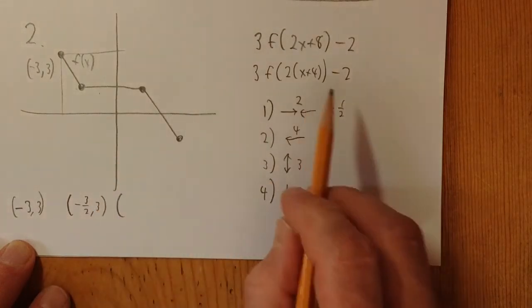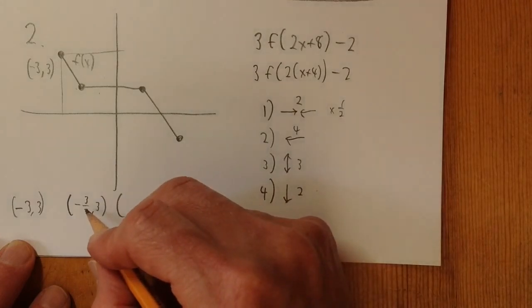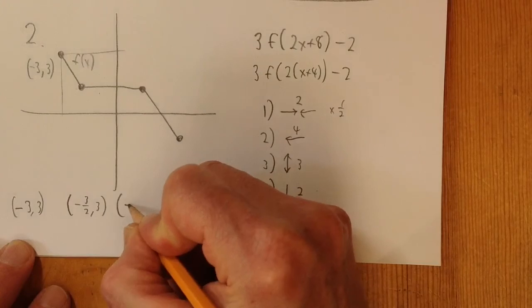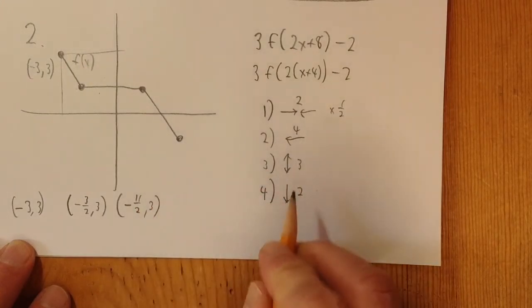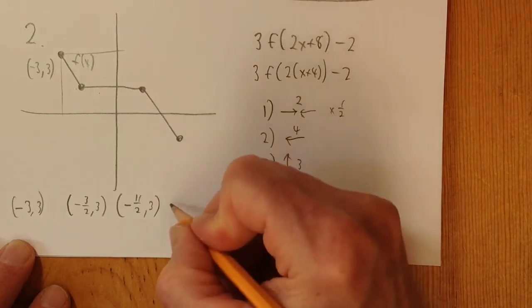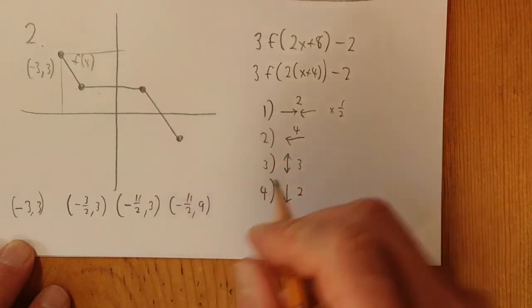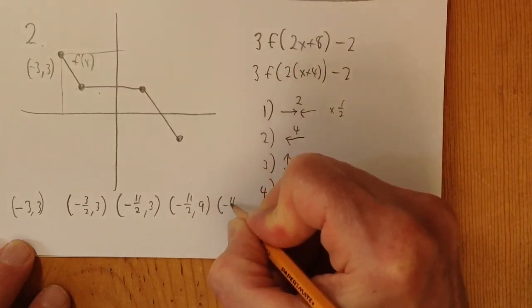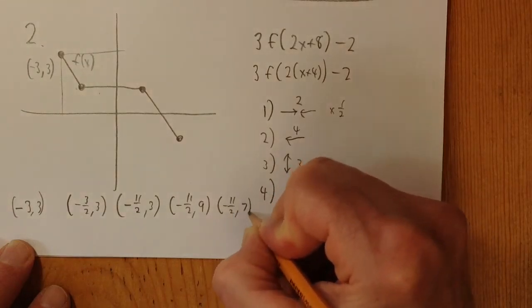And then we take away 4 from the x. Oh, that's hard. 4 is 8/2, so that'd be -11/2. I think I did that right. Multiply the y by 3. -11/2, 9. 3 times 3 is 9. And then shift the y down 2. That's -11/2, and down 2, so 7.